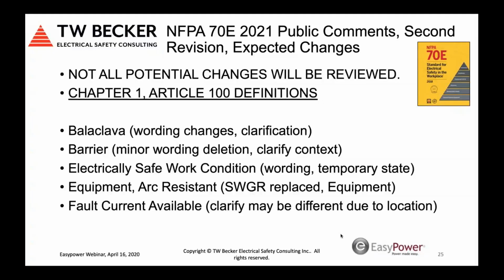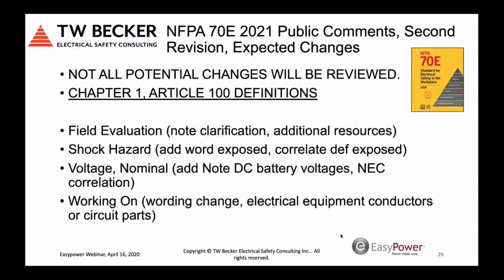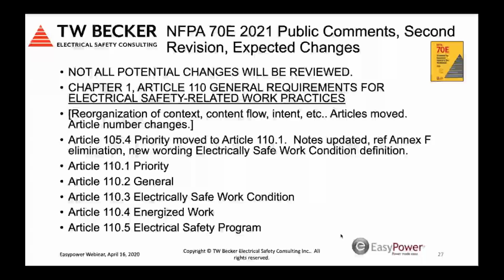Of interest, in the arc resistant definition, the word switchgear is being substituted with equipment, because there's other equipment that could be arc resistant other than just switchgear. Fault current available, clarifying that that might be different depending on the facility location. Field evaluation, shock hazard, voltage nominal, and working on. Again, voltage nominal, there's some additional notes there related to DC battery voltages for an NEC cross-correlation. So that's basically, I think, 8 definitions, slight changes, nothing major.